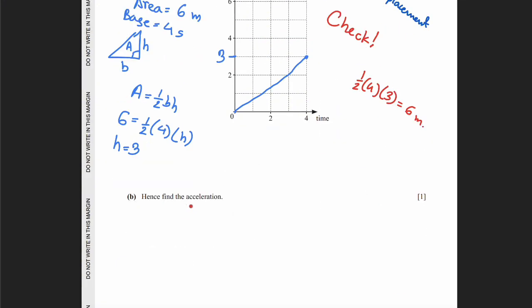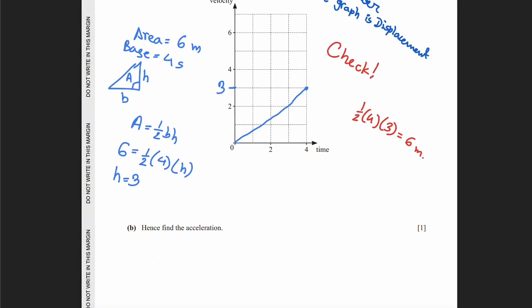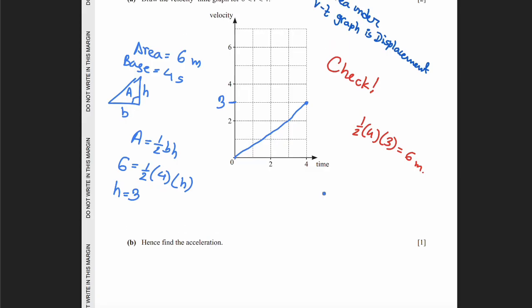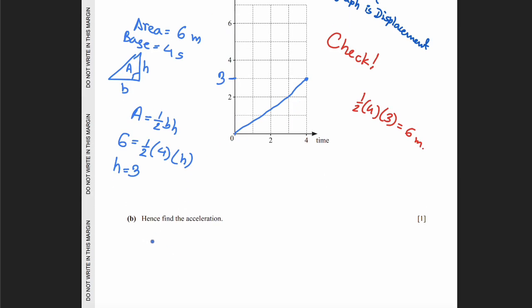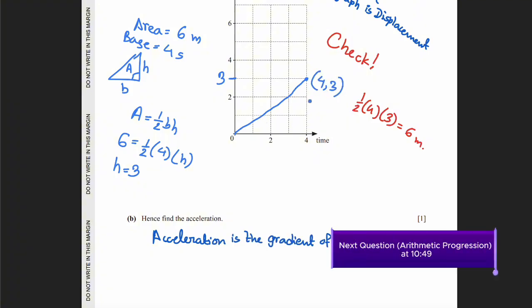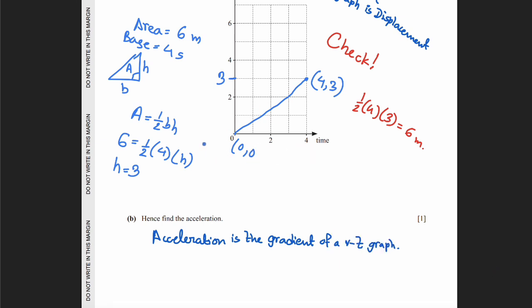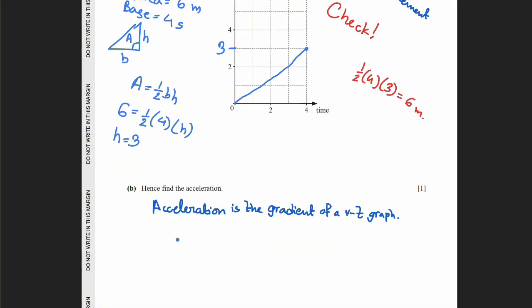And hence find the acceleration. We know that the acceleration is the gradient of a velocity time graph. So let's calculate the gradient of it. Wait, at first let me write it. Now, this is a point 4, 3, and this is a point 0, 0. Can we calculate the gradient of this line? Obviously we can. The gradient formula is this, and then we substitute the values. 3 over 4. This is our acceleration.